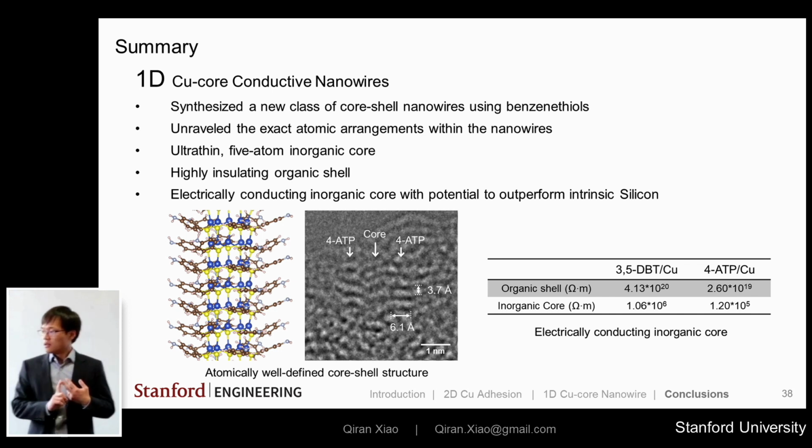And we show that these nanowires contain only 5 inorganic atoms at the cross section. Furthermore, we proved the electrically conducting nature of these nanowires, which might even outperform intrinsic silicon. So putting all this in one sentence, I just gave a quick demonstration of organothio's capability to direct inorganic bonding of copper atoms for both existing and emerging technologies.